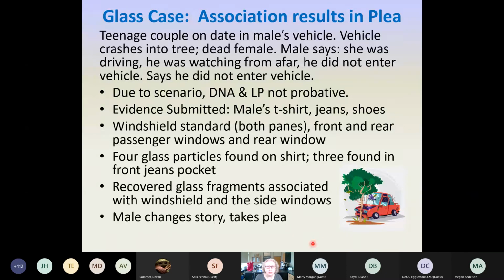On the suspect's clothing items, we found 4 particles of glass on the shirt and 3 particles found in the front jeans pocket, so inside the pocket. And then those fragments were associated with both the windshield and the side windows, both of those 2 broken side windows. So 7 total particles associated with 3 of the broken window standards. That report went back out, and it never went to trial because the male person of interest decided to change his story and admit that he was in the vehicle when it crashed and he took a plea.